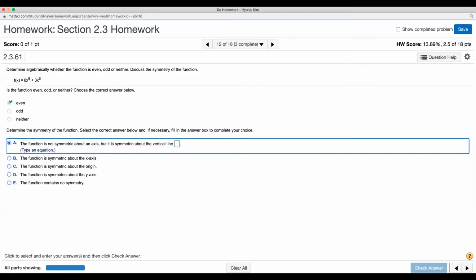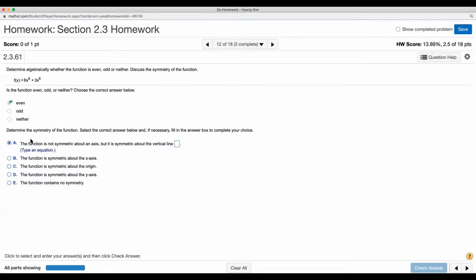Back to the problems. Determine the symmetry of the function to select the correct answer below. f of x must be symmetric about the y-axis. Why? Because f of x is an even function. Every single even function is symmetric about the y-axis. So keep that in mind.